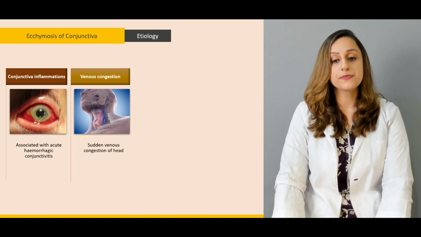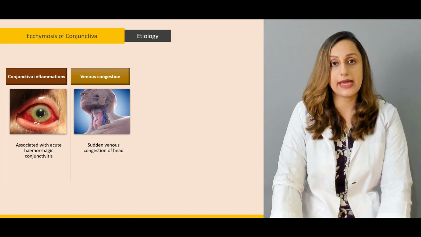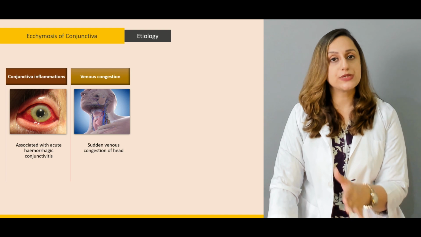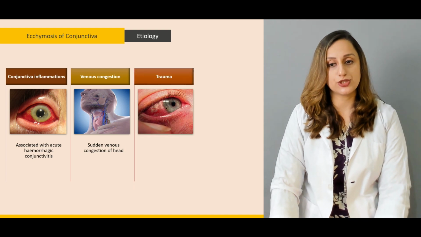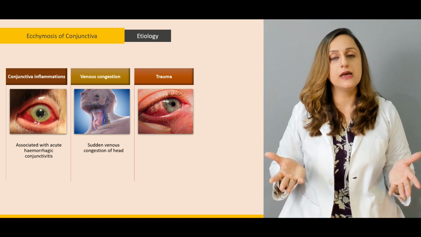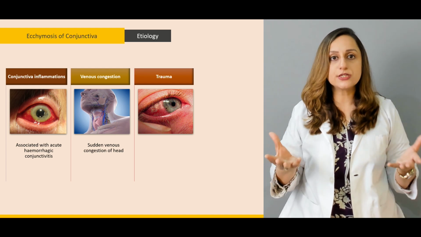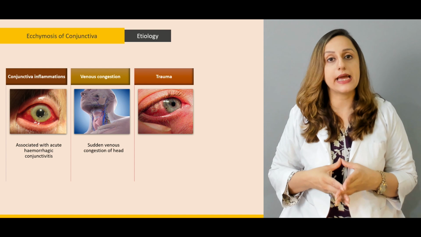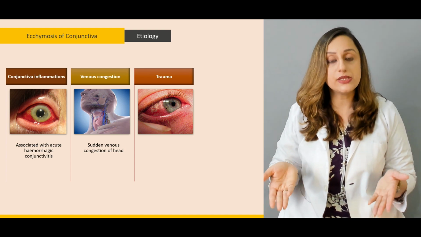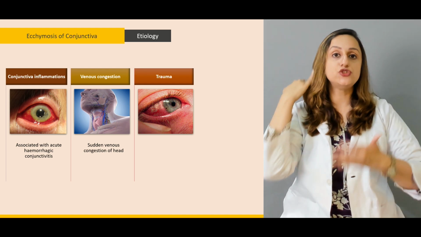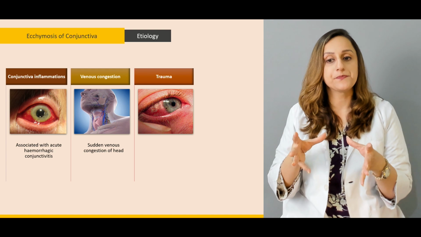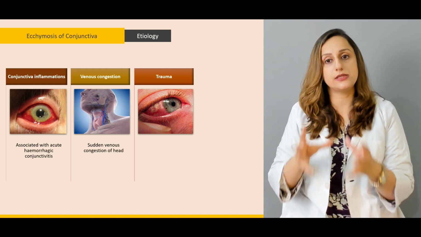The sudden venous congestion of the head. All of these related conditions would result in this kind of a picture. Then obviously trauma. What kind of trauma? It can be any environmental trauma, or on the other hand, any surgical trauma as well. For example, it can be the retrobulbar injections, which sometimes lead to this picture of ecchymosis in the conjunctiva.